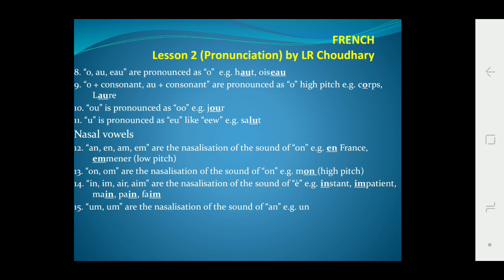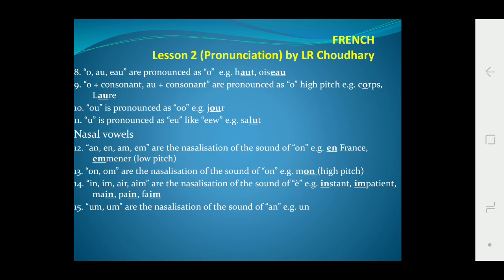Then O, AU and EAU are pronounced as O, like haut. Because H is silent at the start of a word, so that's why we pronounce T here. So haut, AU sounds like O. Then oiseau.